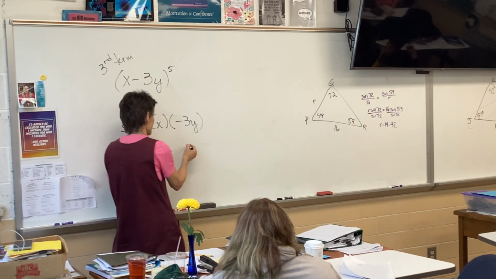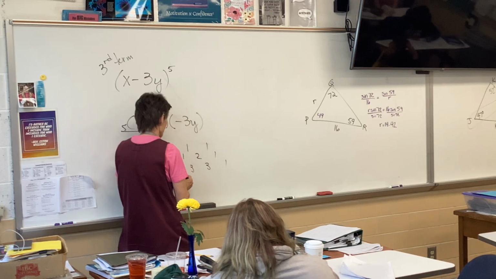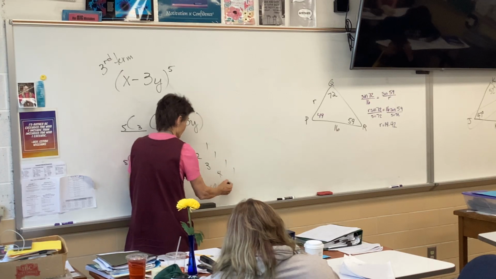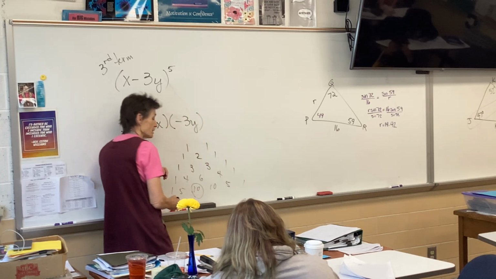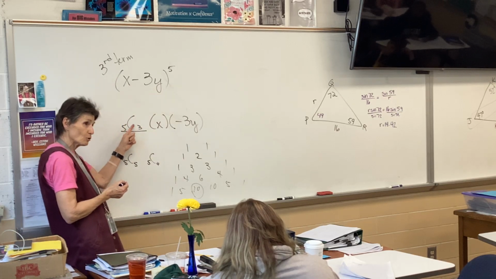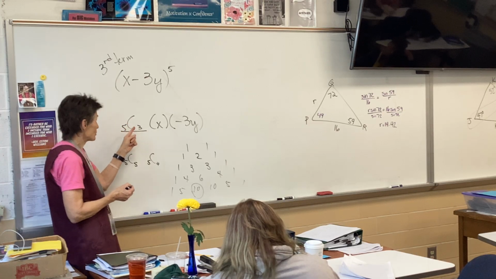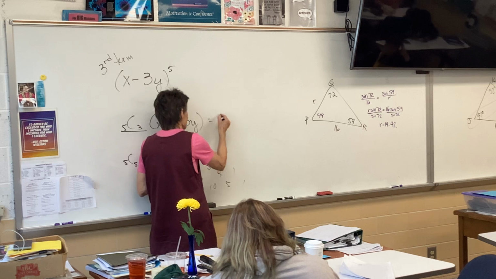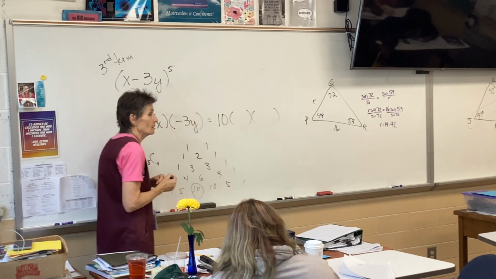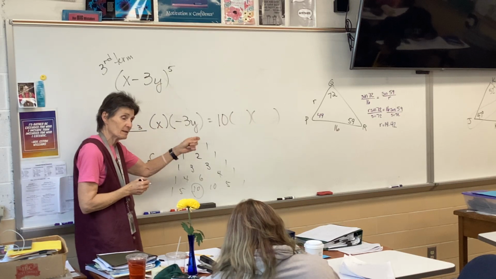You can build Pascal's triangle. And this would not be too much because we're only going to the fifth row. So the third number should be 10. If you type that in on your calculator, you should get 10. So we know that our first number is 10. Alright? Now, I know I have an x, I know I have a negative 3y.